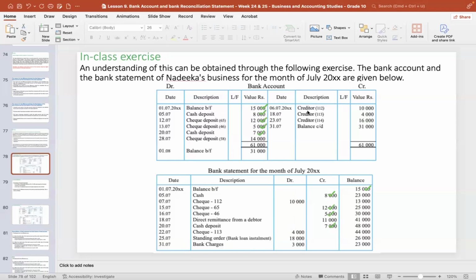Then let's go to the credit side of the bank account. There is creditors 10,000, check 112. Check received. Okay, it's there if you can see. Then there is another 4,000 creditors payment. It's there. Then there is 16,000 here, but it's not recorded here.